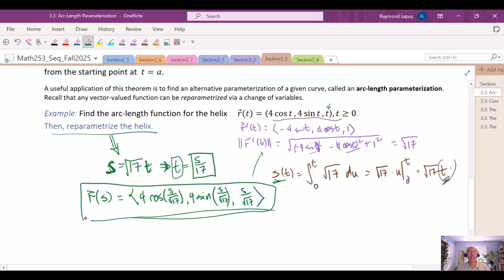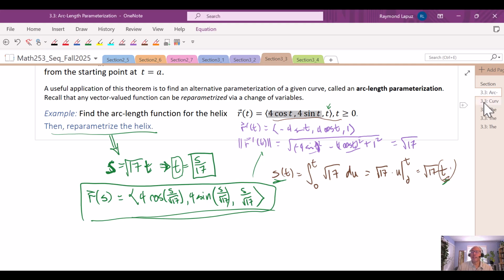Alright, so all this stuff is theoretical, and finding this reparameterization is not the easiest thing in the world. This is easy because we're dealing with a helix, and in general circles and helices give us nice derivatives and magnitudes of the derivatives. So we just use these to illustrate what is theoretically possible, but practically looking for a random curve's reparameterization, it could be quite difficult.